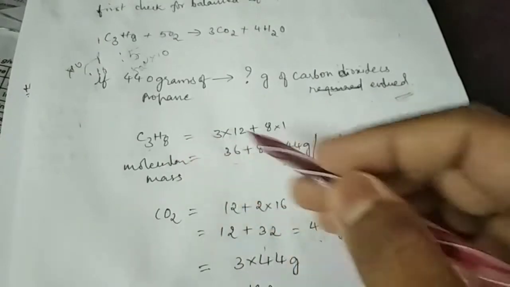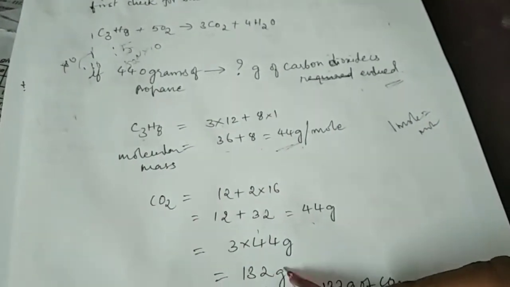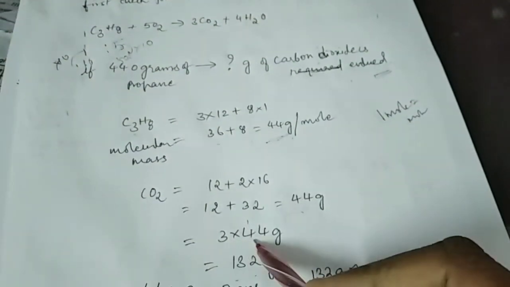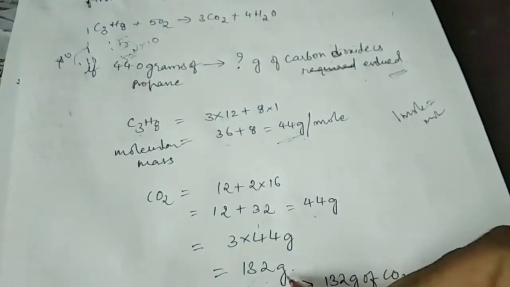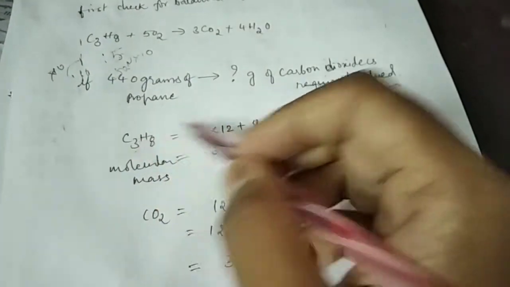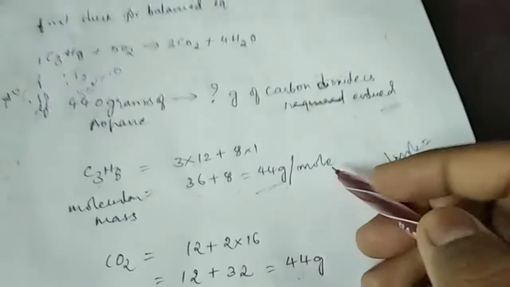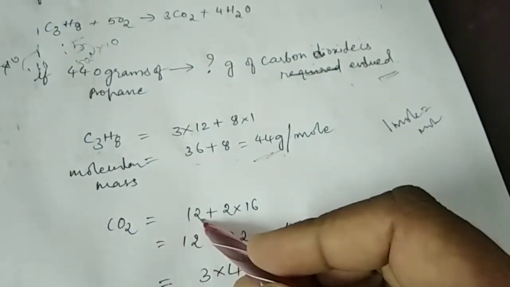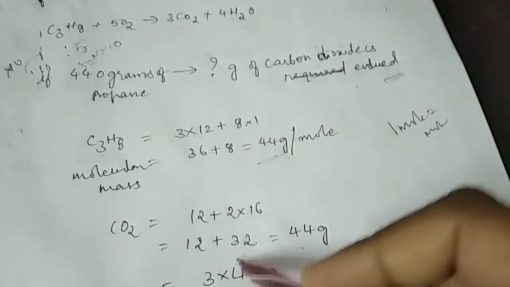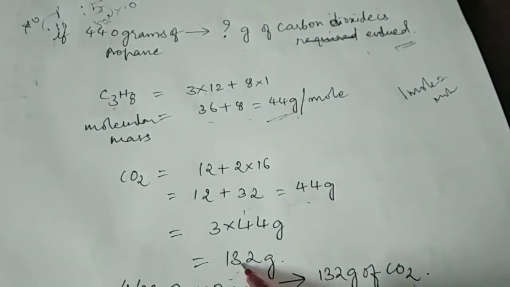So the molecular mass of C3H8 we will be getting as 44 grams, and that is 1 mole, and CO2 is given as 132 grams. Since 3 moles of CO2 are there, 3 into 44 will give us 132 grams. I hope you understood how we are getting these numbers. There are 3 carbon atoms, carbon weight is 12, so 3 into 12 plus 8 into 1 gives 44 grams per mole. For carbon dioxide, 12 plus 2 into 16 gives 44 grams. Since 3 moles of carbon dioxide are there, we do 3 into 44 grams, so we get a total of 132 grams.